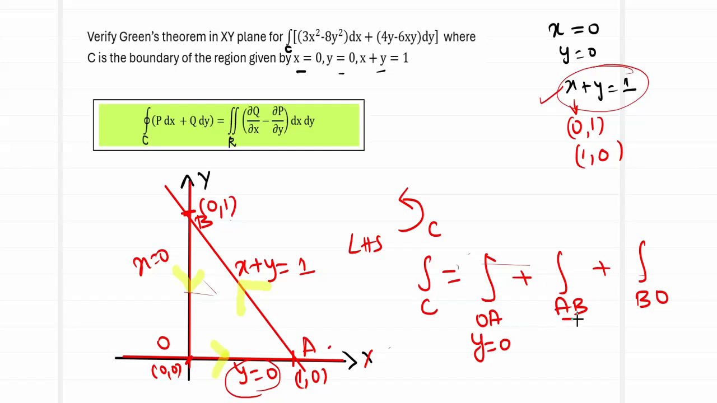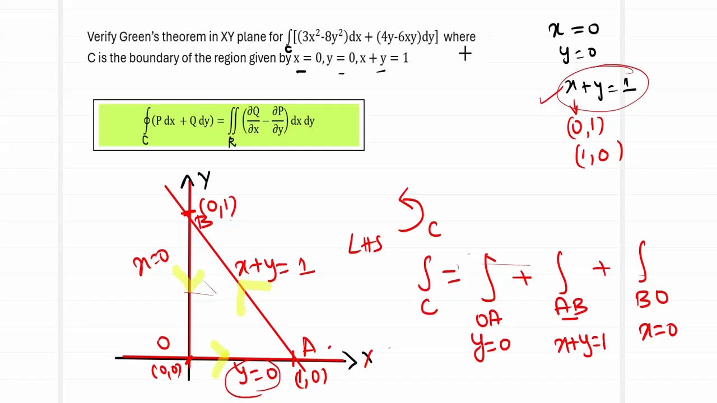And what is the name of the line AB? The name of the line AB is x plus y equal to 1. Next, the name of the line BO. This line is going to be called by the name x equal to 0. So when I am evaluating all these three integrals separately and adding them up for this curve C, this expression P dx plus Q dy, then we are done with the left hand side of the quantity.